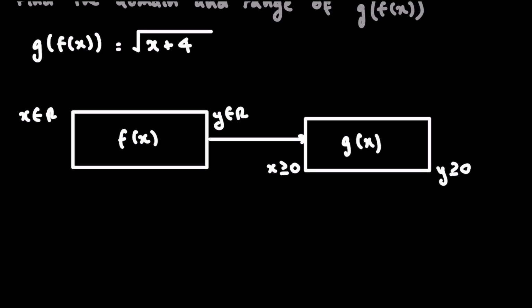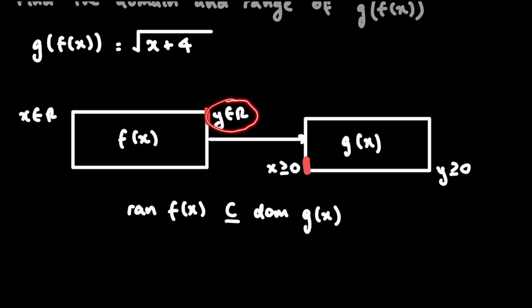In order to find the domain of g of f of x, we need to make sure that the range of f is a subset of the domain of g. So what does that mean? If we have a look over here, the exit of f of x, the output values of f of x, what we need to make sure is that all the values that are allowed to leave the f of x machine are able to enter the g of x machine.